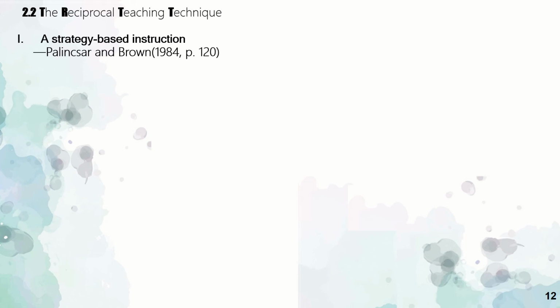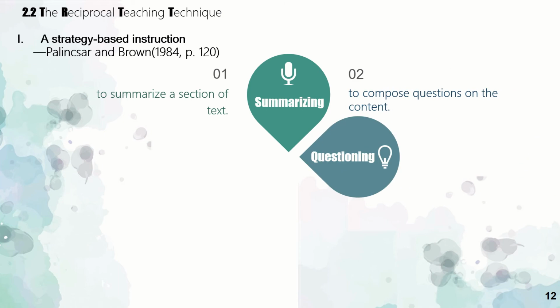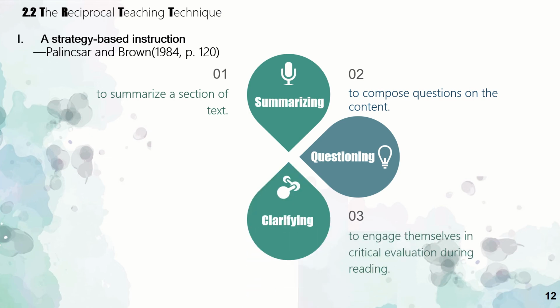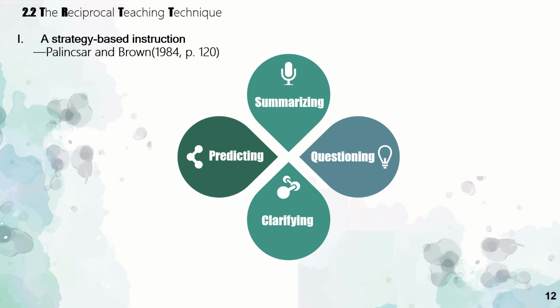There are two major points in the studies. The first is that the RT curriculum can be regarded as a strategy-based instruction. Teachers guide students to practice cognitive and metacognitive strategies. Summarizing is to summarize a section of text. Questioning is to compose questions on the content. Clarifying is to engage the readers in critical evaluation during reading. Predicting is to make predictions concerning future content.